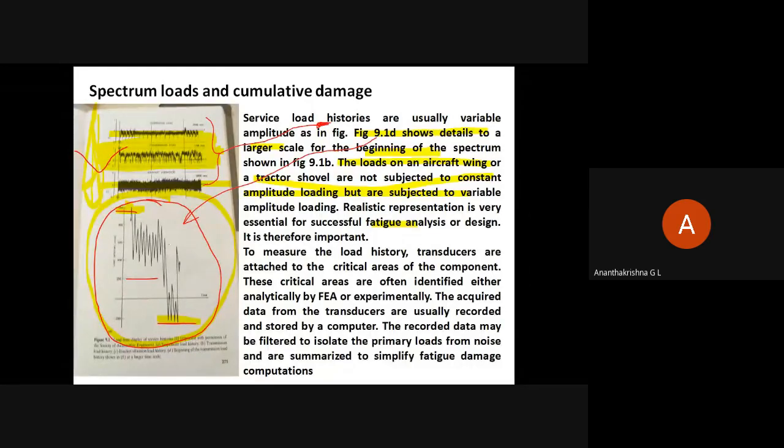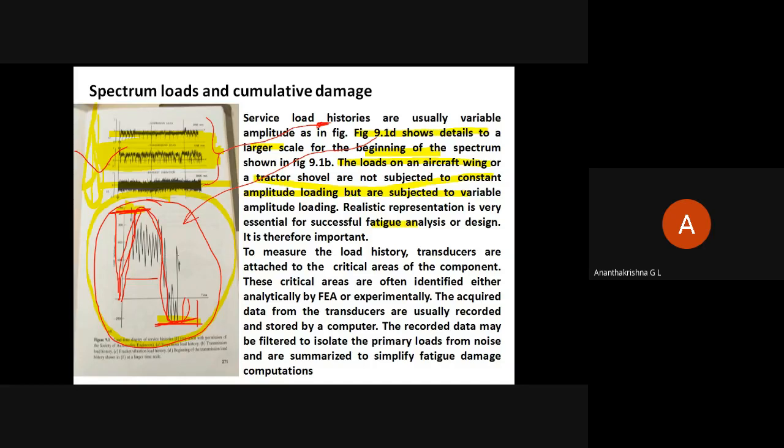Variable loading condition. Are you able to understand why variable loading? Sandesh, why is it called variable loading? Because it is subjected to maximum load and minimum load. It is not a constant amplitude cycle, but what? Variable amplitude loading. Can you see the variable amplitude here? When you join the dots, this is what you are going to get. So this is variable amplitude loading. Amplitude here is different, and amplitude here is different. Is it okay? This is called variable amplitude loading.